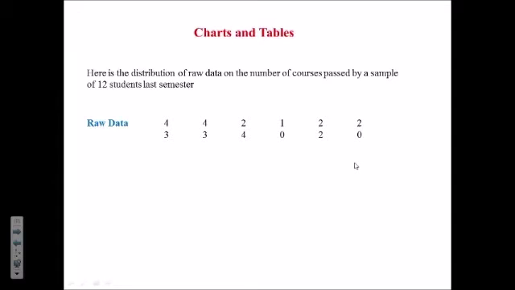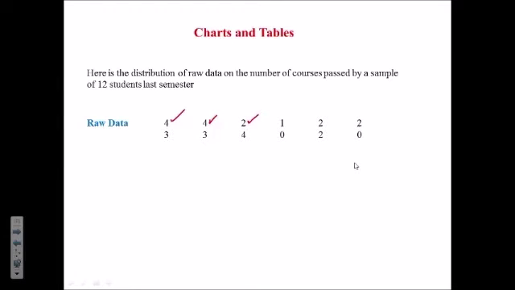Here's a distribution of raw data compiled from 12 students. We asked the students, how many courses did you pass last semester? We take a survey of 12 students, and we ask each student, how many courses did you pass last semester? The first student says 4 courses, the next 4 courses, the next 2 courses, and so on.